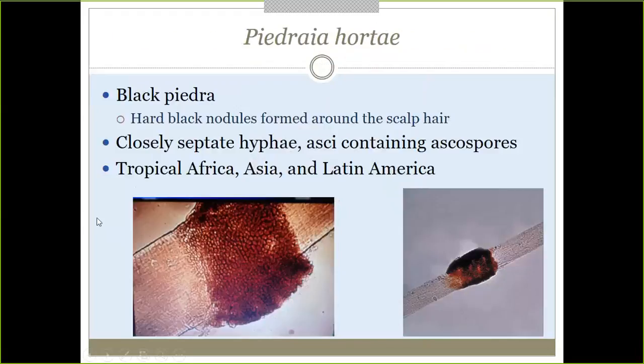All right, Piedraia hortae is what we call black piedra. This forms hard black nodules around the scalp hair, and you can see that here in the picture. So that's why it's part of the dermatophyte family. You just need to remember that Piedraia hortae is the cause of black piedra. There's not a microscopic picture that I'm going to make you remember on this. In this case, just remember it does the black nodules around the scalp hair.